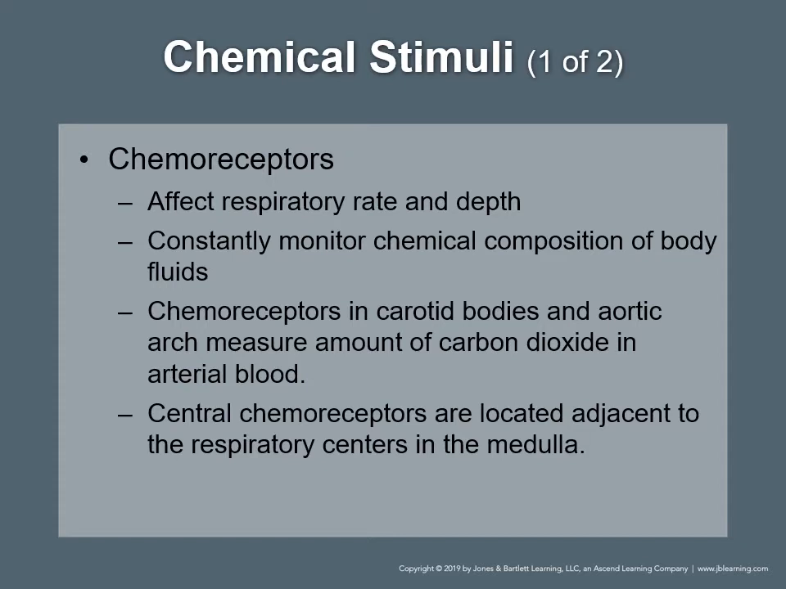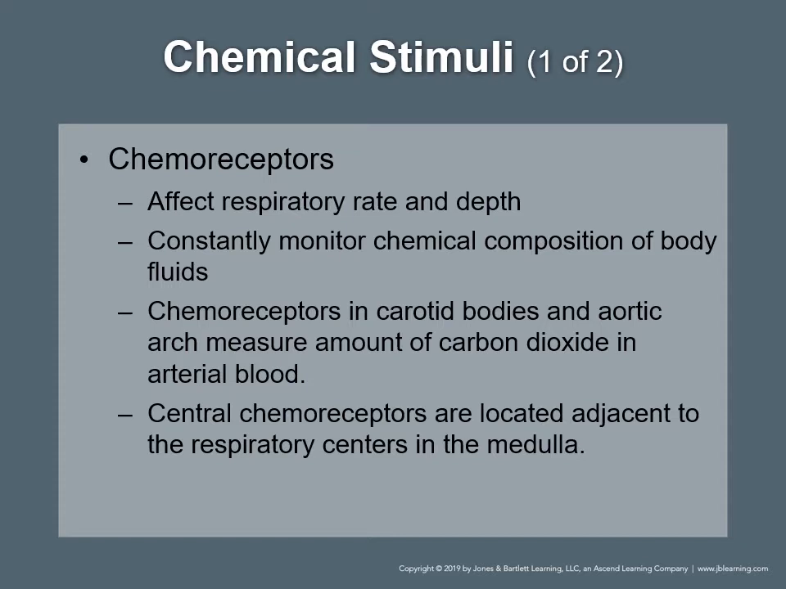Chemical stimuli. The body has many receptors that monitor variables and provide feedback to the respiratory centers to modify the respiratory rate and depth. Chemoreceptors have important effects on respiratory rate and depth. Chemoreceptors constantly monitor the chemical composition of body fluids. Chemoreceptors that measure the amount of carbon dioxide in arterial blood are located in the carotid bodies and the aortic arch. Central chemoreceptors, which constantly monitor the pH of the CSF, are located adjacent to the respiratory centers in the medulla. An increase in the acidity of CSF triggers the central chemoreceptors to increase the rate and depth of respiration.